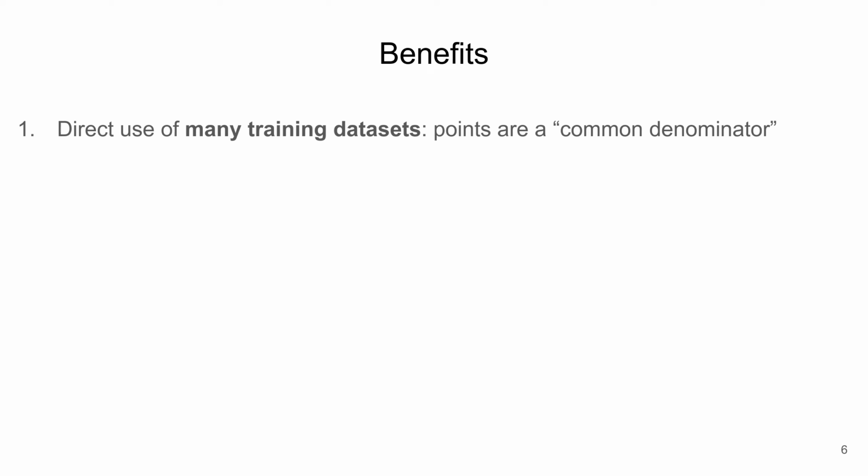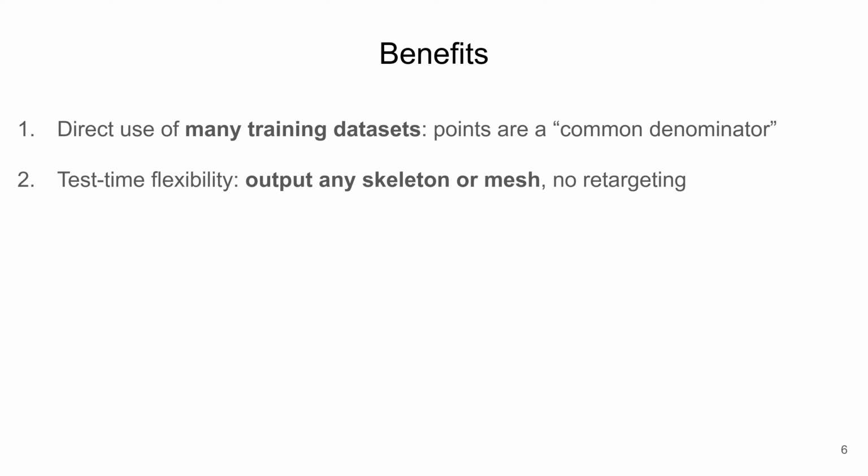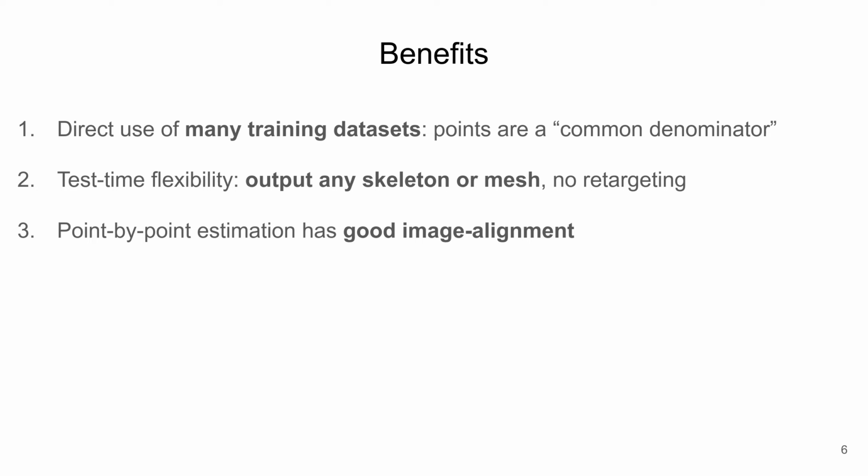What do we gain from this formulation? First, we can now directly use any training annotations, since all of them boil down to localizing some keypoints. The difference only lies in which ones. Second, the model remains flexible at test time as well, so any skeleton or mesh can be predicted with it. No retargeting is needed. Third, estimating individual points yields good image alignment.